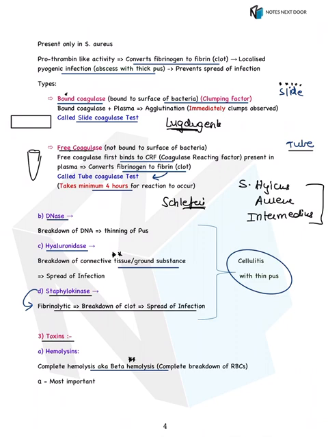So they cause complete hemolysis. We know there are three types of hemolysis: alpha hemolysis, beta hemolysis, and gamma hemolysis. Alpha is partial hemolysis, beta is complete hemolysis, and gamma is no hemolysis. So this is complete hemolysis, meaning it will produce a yellow color.